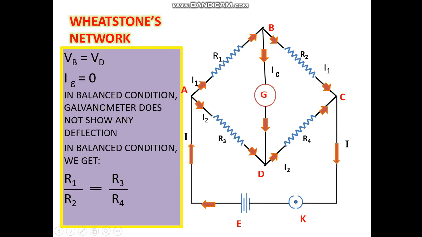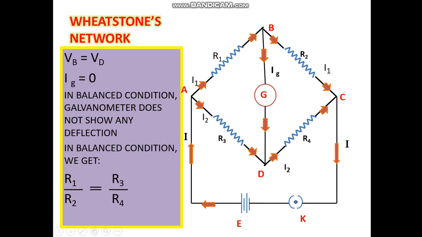The Wheatstone's network says that the potential at B is equal to the potential at D. Then Ig is equal to 0. So only when Vb is equal to Vd, Ig is equal to 0. This is under the balanced condition. This word balanced is important. So in balanced condition, the galvanometer does not show any deflection.